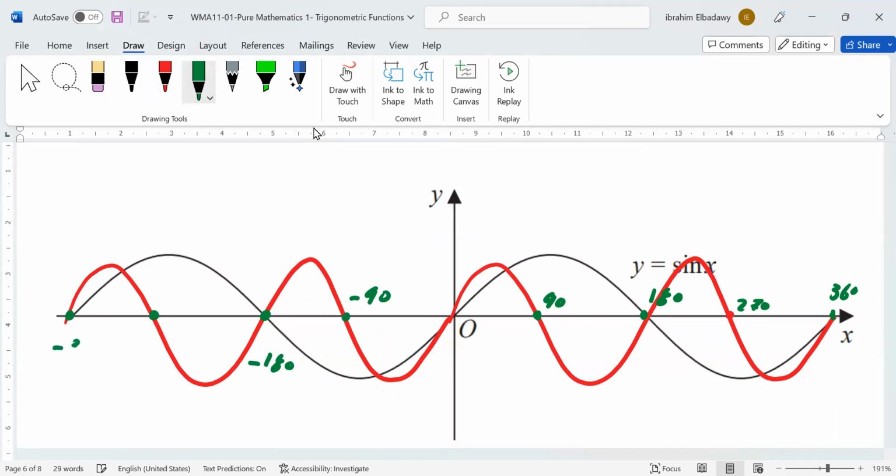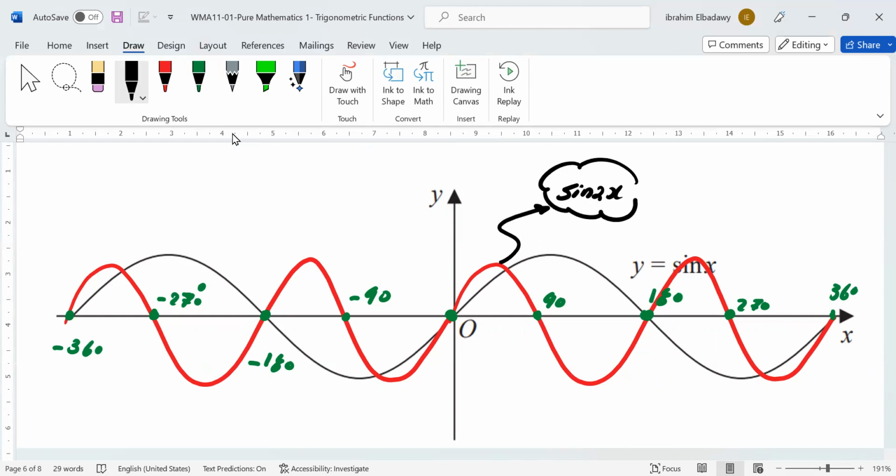Here is negative 360, and so on. Okay. Here the step, instead of the step 90, it will be step 180. It will be step 90. For example, from this point to this point, it will be 90, 180, 270, and 360. Here negative 90, negative 180, negative 270, and negative 360. This is how you can draw sine 2x. This is sine 2x.